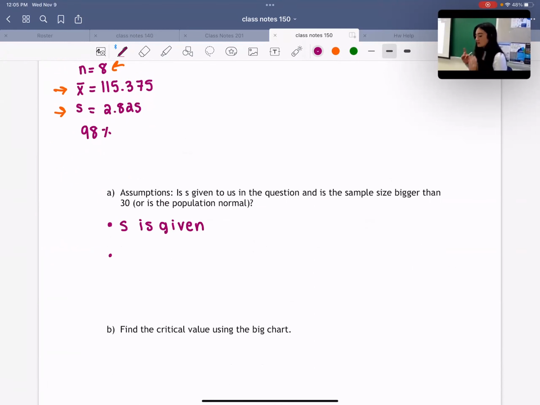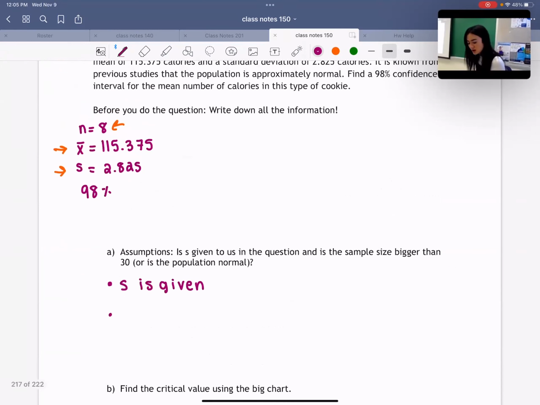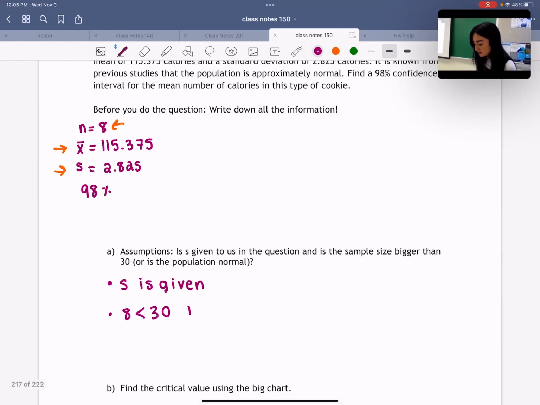The next question is asking us, is the sample size bigger than 30 or is the population normal? Is our sample bigger than 30? No, right? Our sample size is 8, so 8 is less than 30. Does that mean we can't do the question? No, right? What in the question tells us we can go on? It states that the population is approximately normal. So because of that, we can say, yes, we can go on.